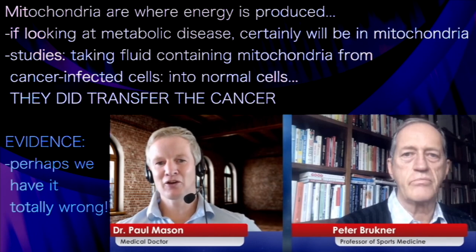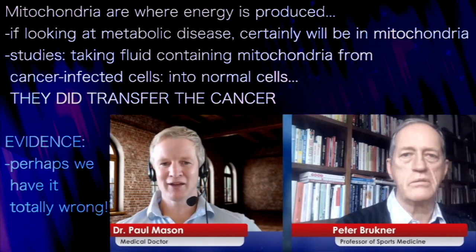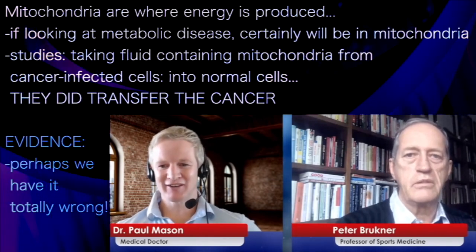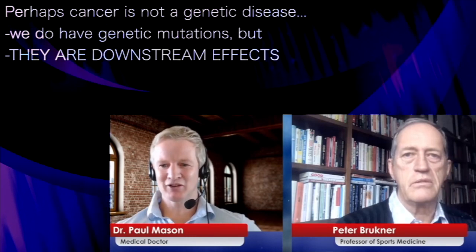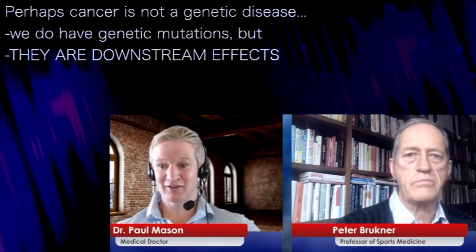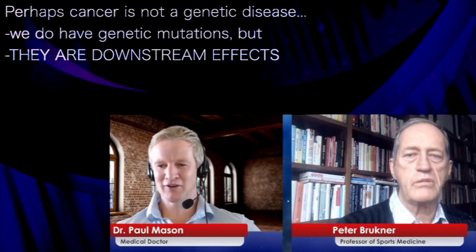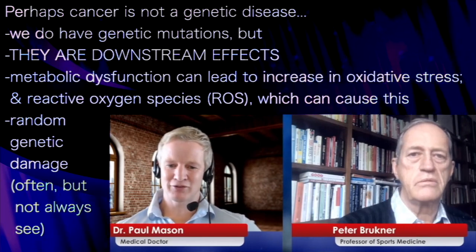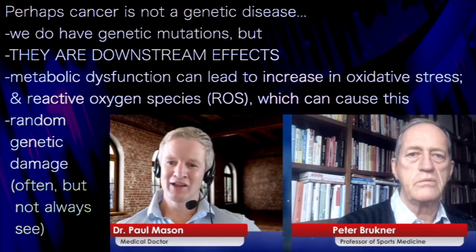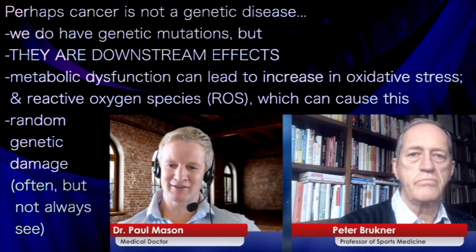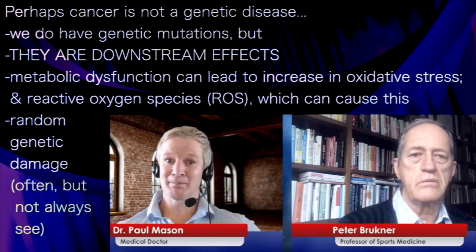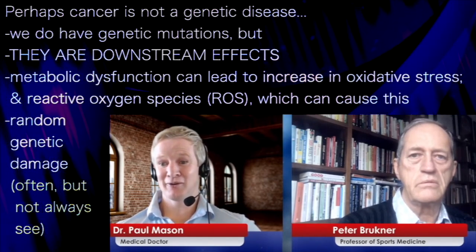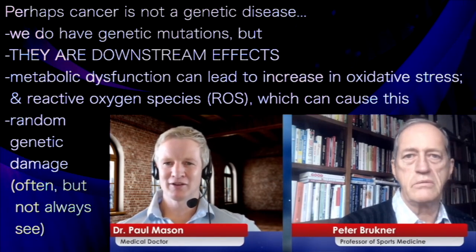I mean, I just think this is an incredibly powerful piece of evidence that perhaps we've got it totally wrong, that it's not a genetic disease, that we do have genetic mutations, but as Thomas says, they're downstream effects from the metabolic dysfunction. So metabolic dysfunction in and of itself can lead to an increase in oxidative stress, reactive oxygen species, and so on and so forth, and they are what can cause this random genetic damage that we often see, and I say often but not always see, in cancer cells. I mean, this, I don't know if I'm being over the top, it's worthy of a Nobel Prize.